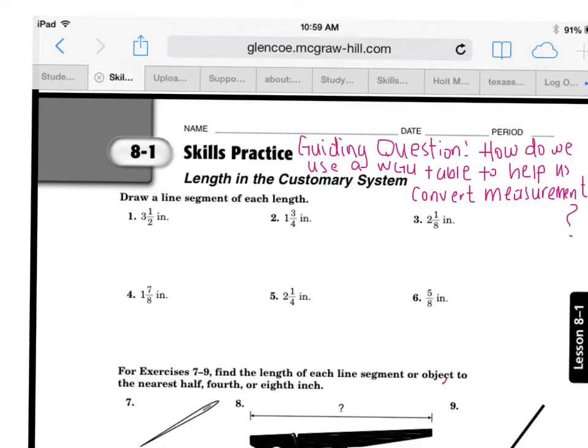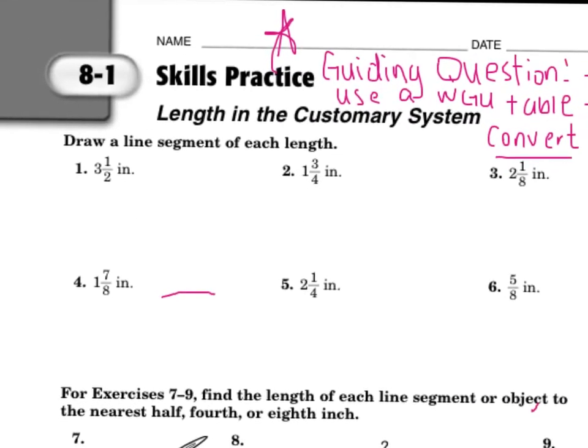But I want you to know that the guiding question is, how do we use a WGU table to help us convert measurement? And convert means to change it from one unit, say inches, to another unit, maybe yards or maybe feet. Okay, so that's our guiding question, and this is the question that you think about when you write your summary.